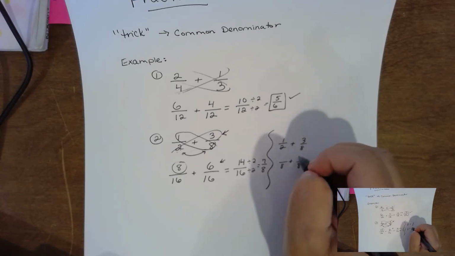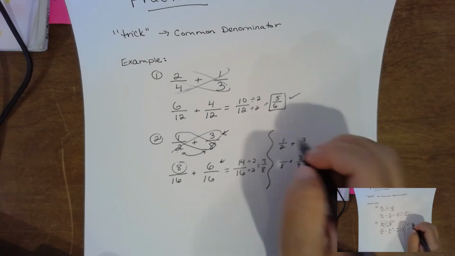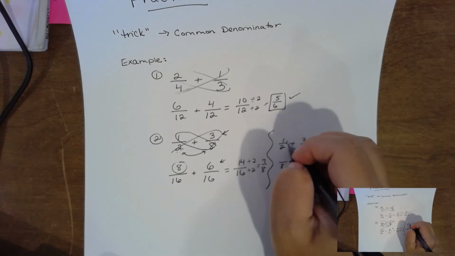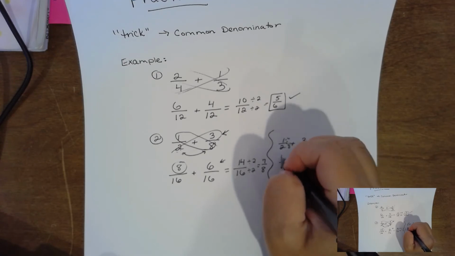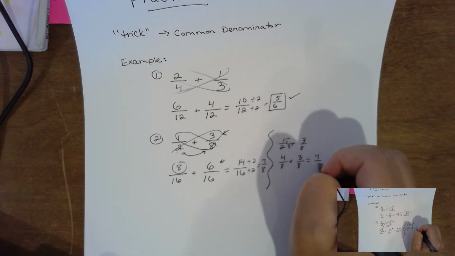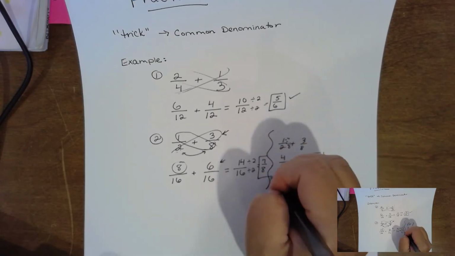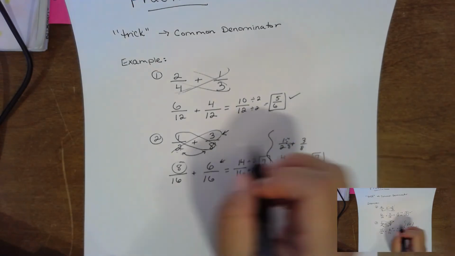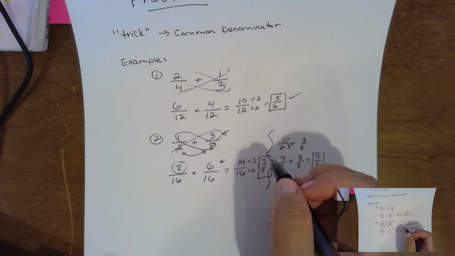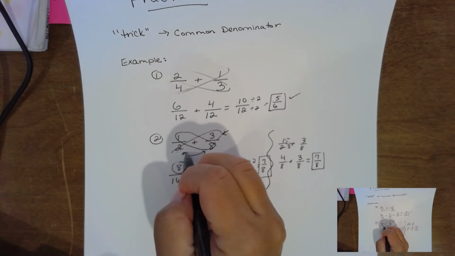Now, if you choose not to do the trick and use a common denominator of 8, this fraction stays the same. But then this one, to get the denominator to be 8, you would multiply the 2 by 4. So I would have to multiply the 1 by 4 to get 4. But notice we get the same exact answer. But the trick may help some of you if you're not really sure what the common denominator is.